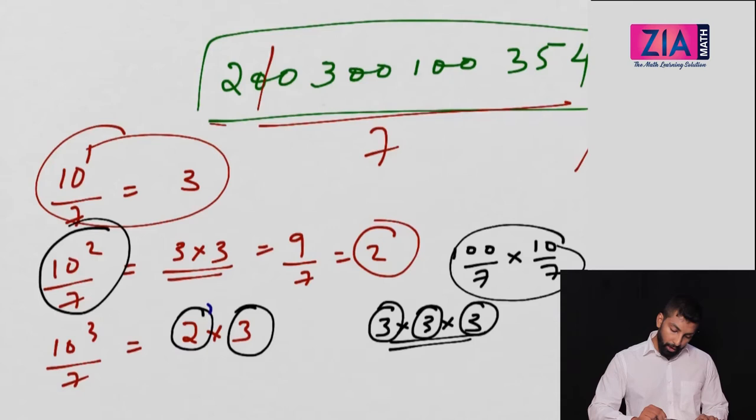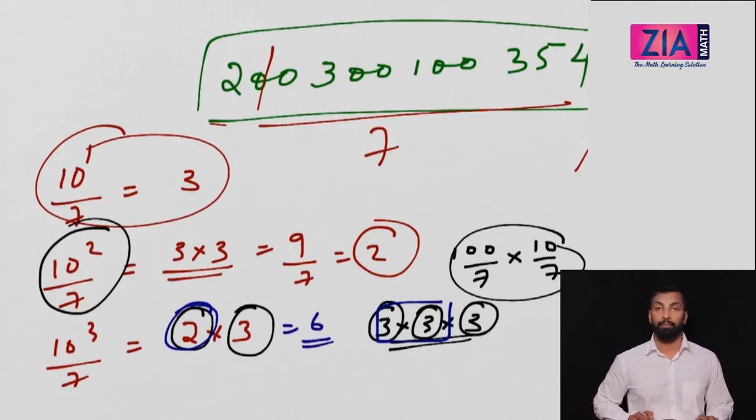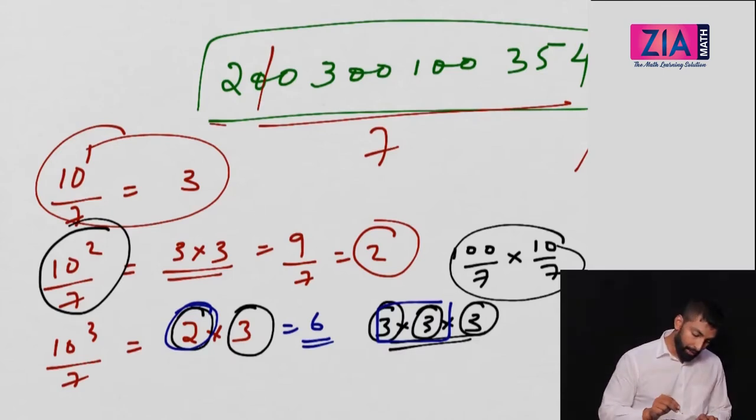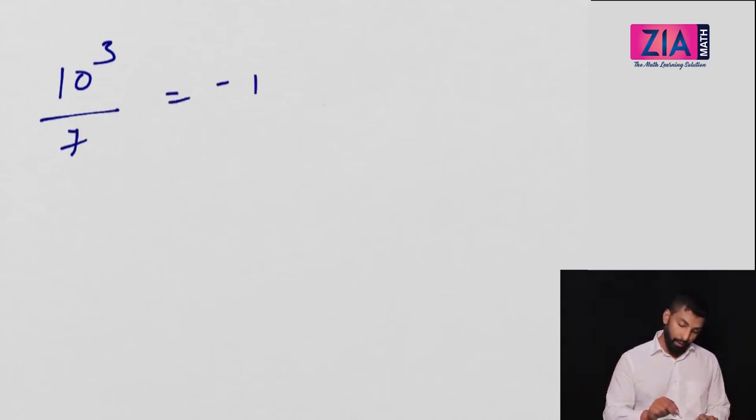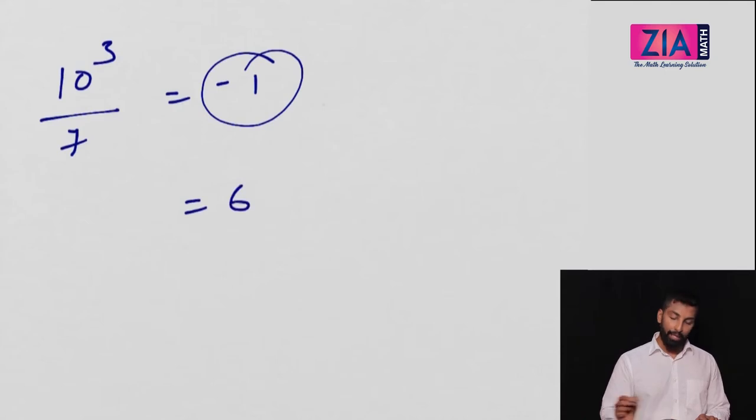Now why I wrote 2 is because I combined this: you get 9, and 9 means 2. Now 2 into 3 is equal to 6. So what I got is a remainder 6. What I need, I am looking for a remainder which is plus 1 or minus 1. So if you observe here, you got 6. 6 means it's actually minus 1. So what you understood is 10 raised to 3 divided by 7, you get minus 1 as a remainder. What is the original remainder? Original remainder is actually 6.